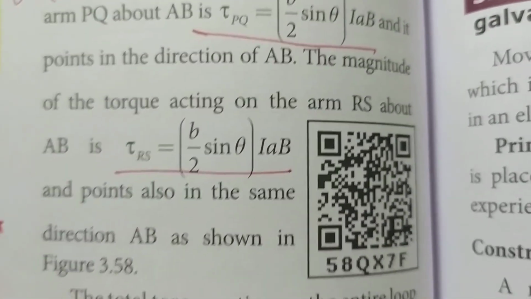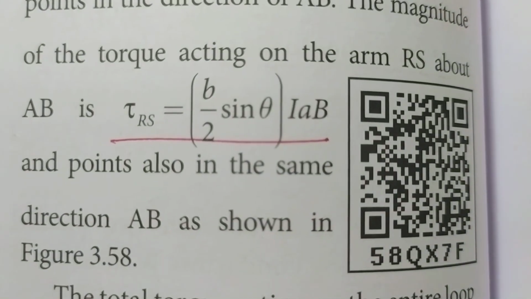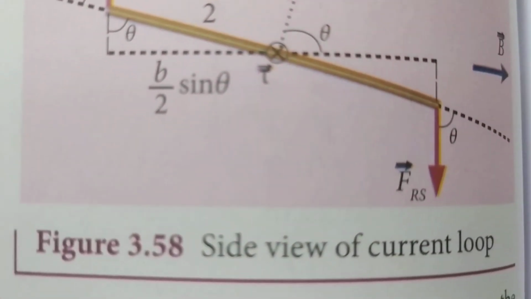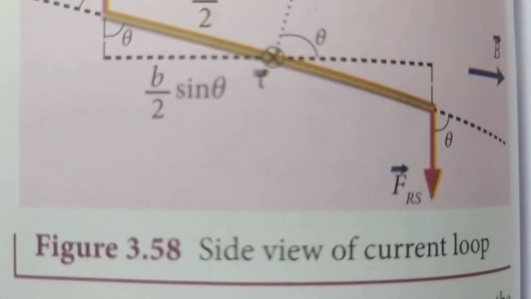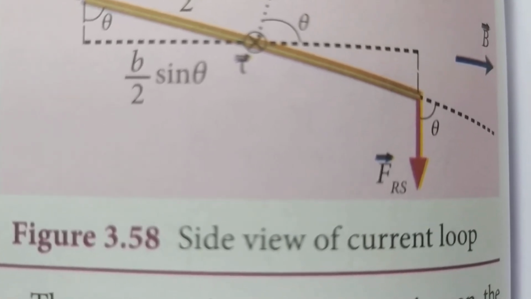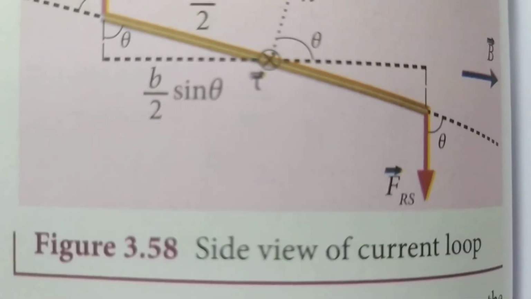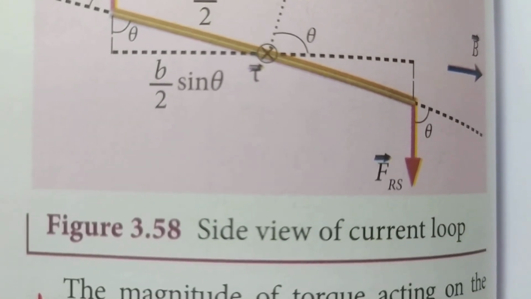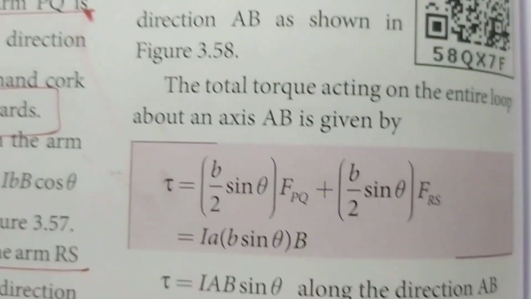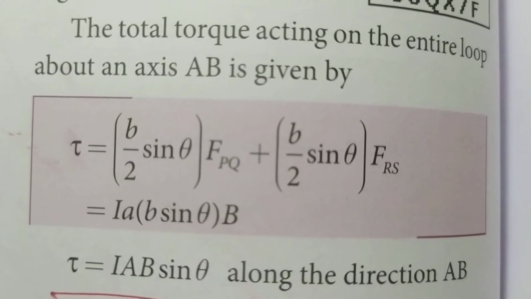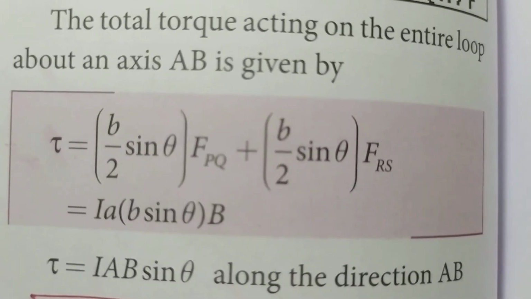And similarly the torque acting on the arm RS is given by tau RS is equal to b by 2 sin theta IAB, because here the perpendicular distance is b by 2 sin theta. You already know that tau is equal to perpendicular distance into one of the forces, and so here from this diagram the perpendicular distance is equal to b by 2 sin theta. And so here the total torque is the addition of the two, so b by 2 sin theta FPQ plus b by 2 sin theta FRS.